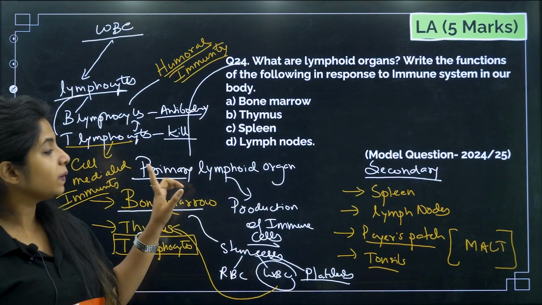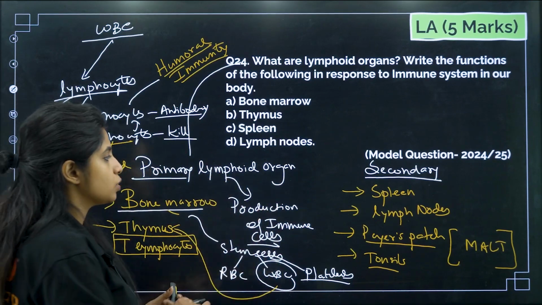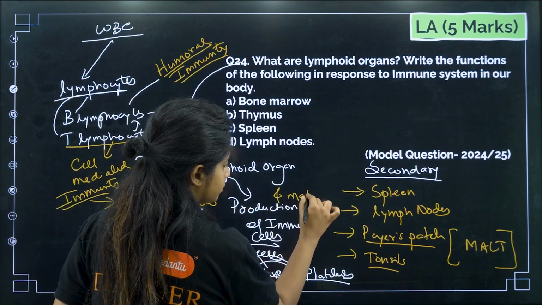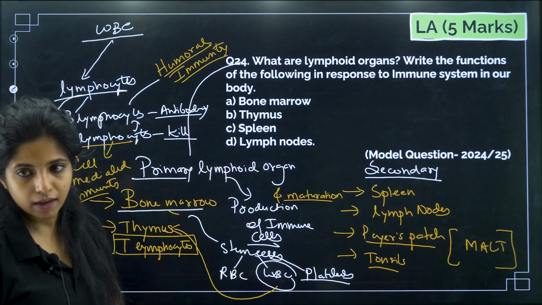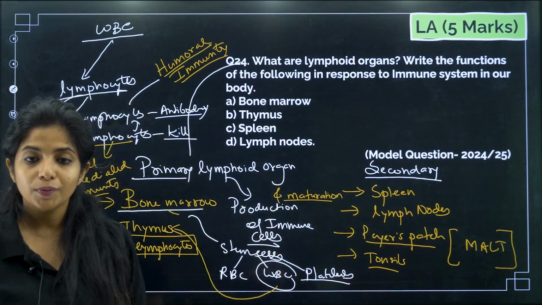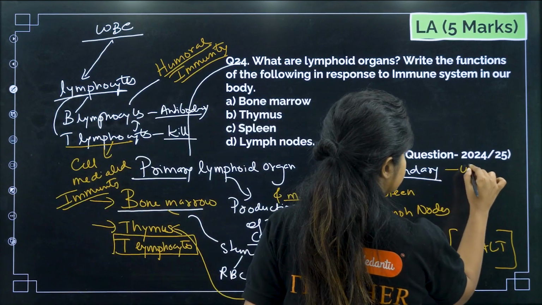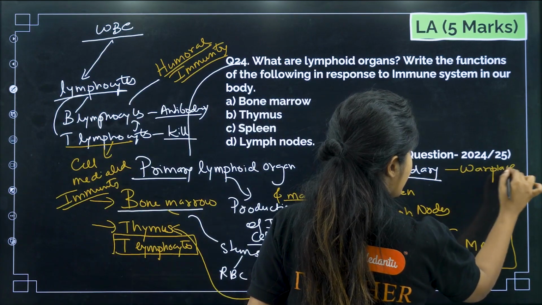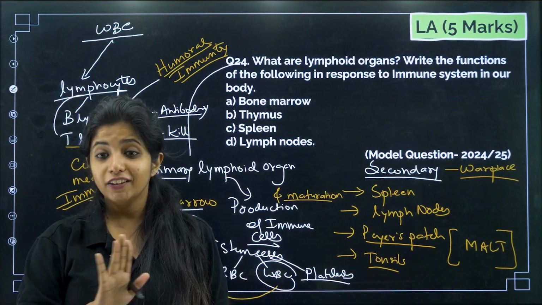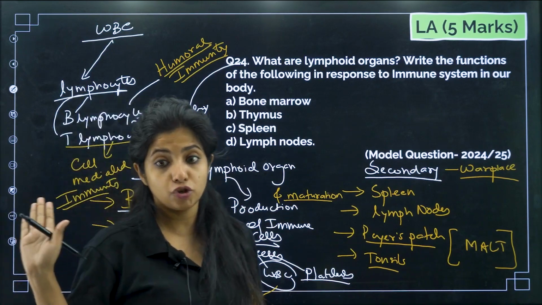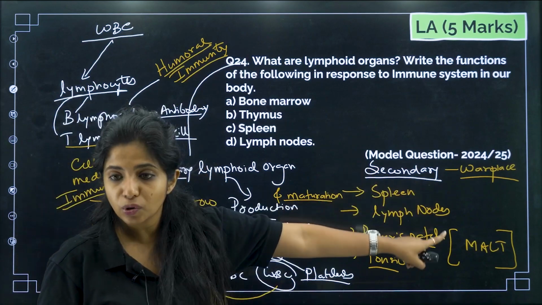You have to understand one thing: the primary lymphoid organs help in production as well as maturation of immune cells. Now what do secondary lymphoid organs do? Secondary lymphoid organs act as a war place. As of now, these cells got produced and matured, but they have not met any pathogen. They have not started doing their action. So they will be meeting all the pathogens over here, children.